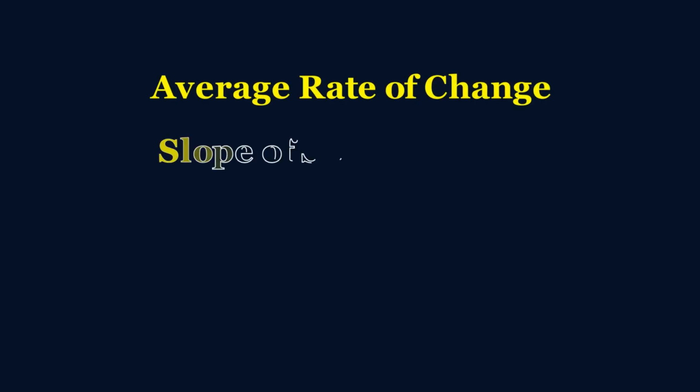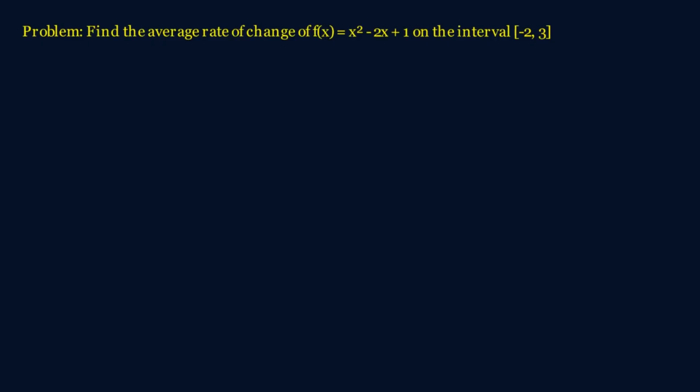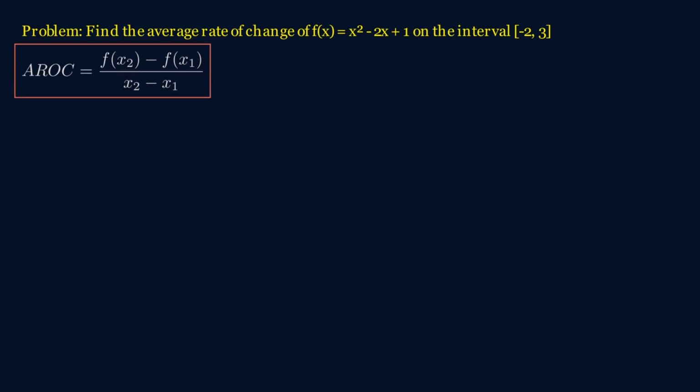Let's talk about average rate of change. We're going to find it for the function f of x equals x squared minus 2x plus 1 on the interval from -2 to 3. The formula looks like this. Average rate of change equals f of x2 minus f of x1 divided by x2 minus x1. Think of it as the slope of a secant line, the line that connects 2 points on the graph.